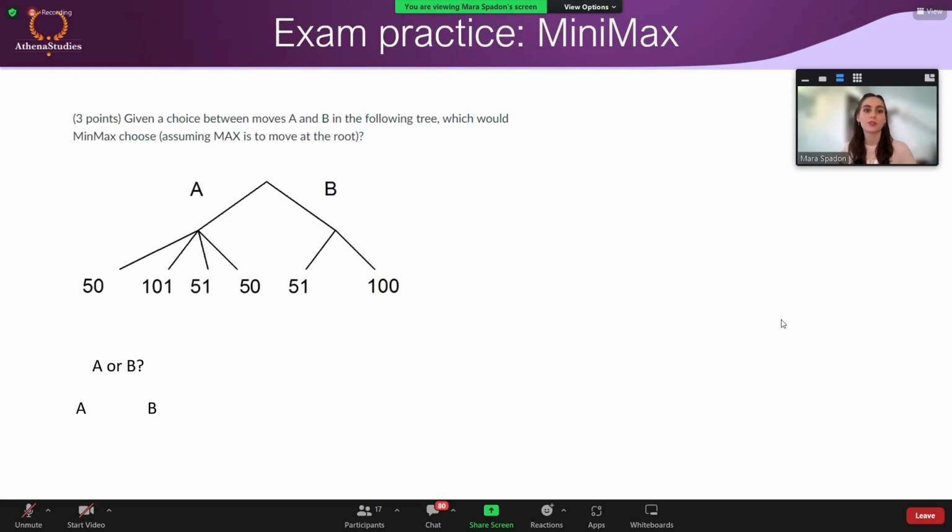Another one for Minimax. It says, given a choice between moves A and B in the following tree, which one would Minimax choose, assuming that Max is to move at the root? A or B?